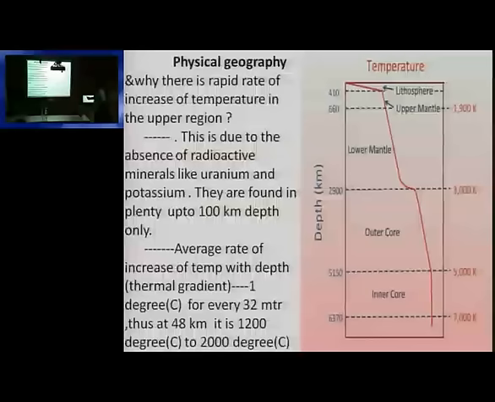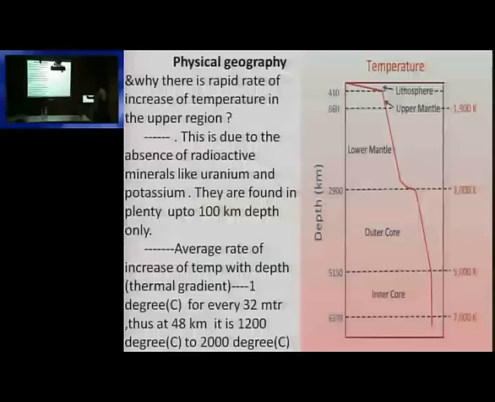Now, the main focus will be this area. Temperature increases. Now, there may be a question why there is a rapid rate of increase of temperature in the upper region. The simple answer is, in this upper region, we find a radioactive substance. What is the radioactive substance? That is uranium and potassium. And the special property of radioactive substances is that they produce heat.